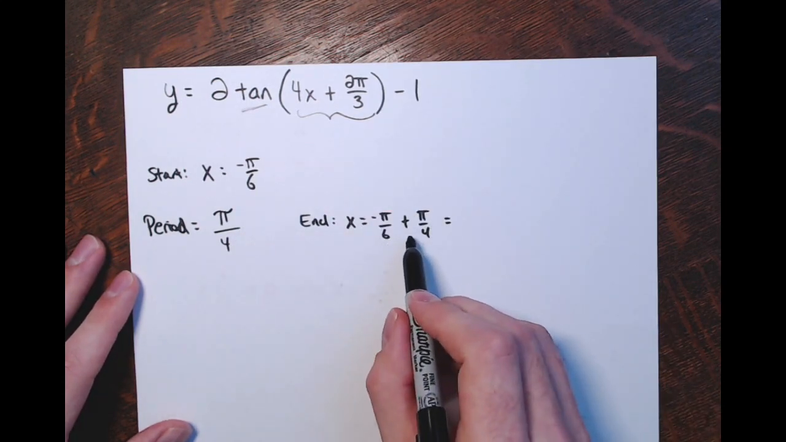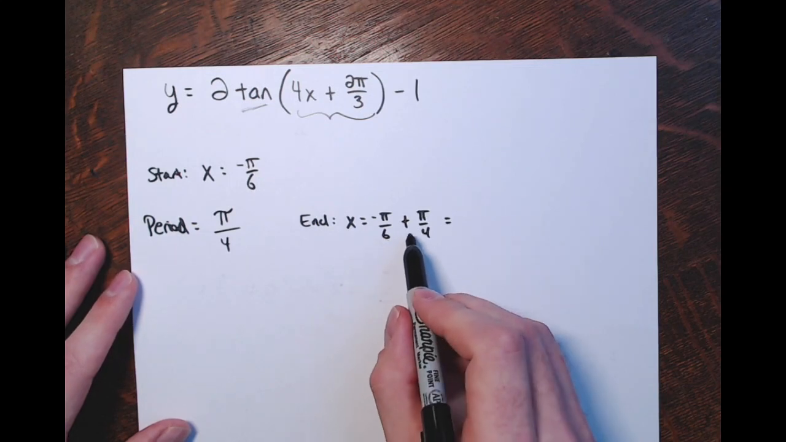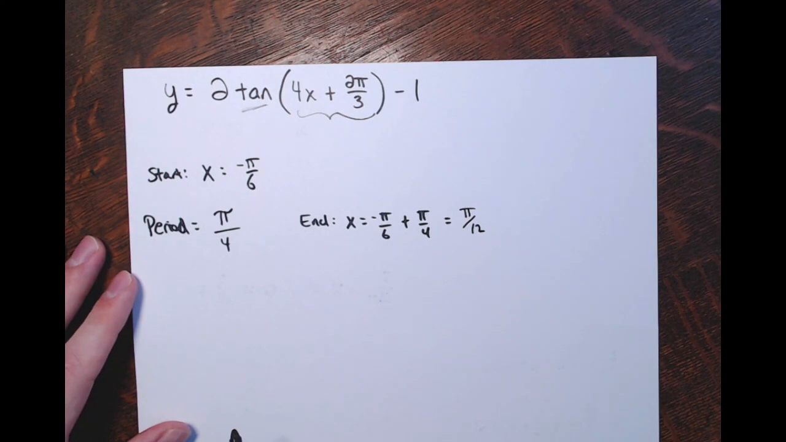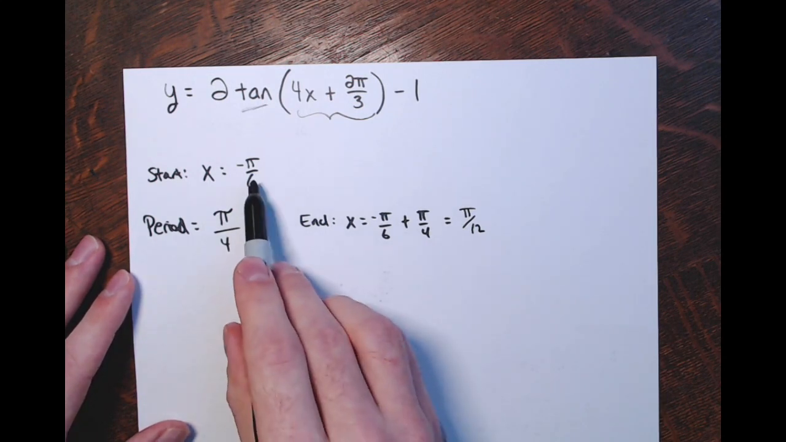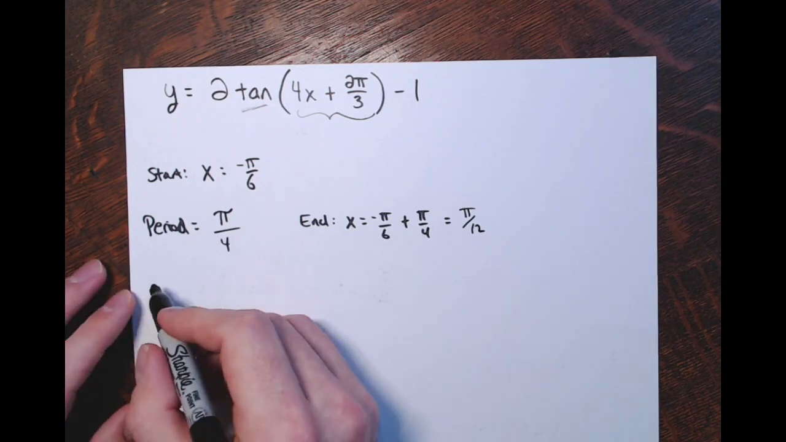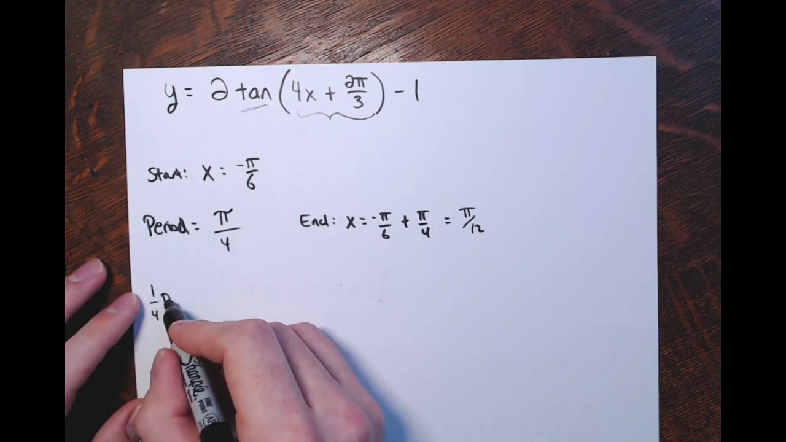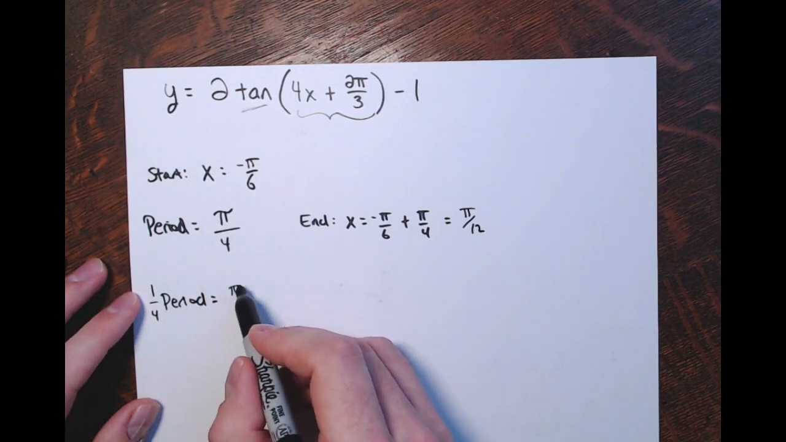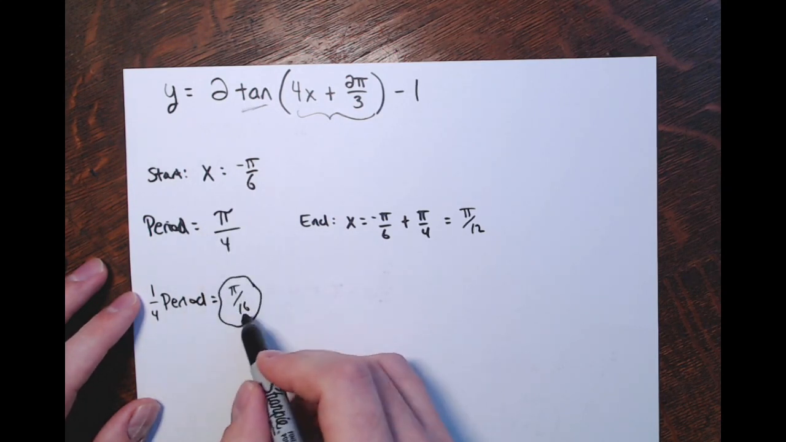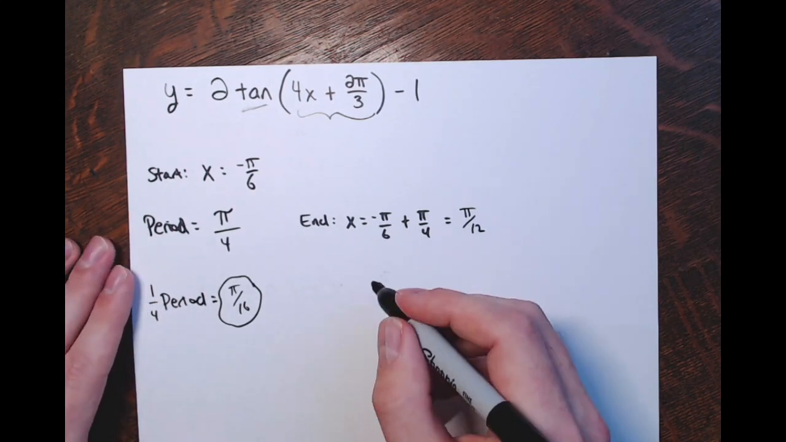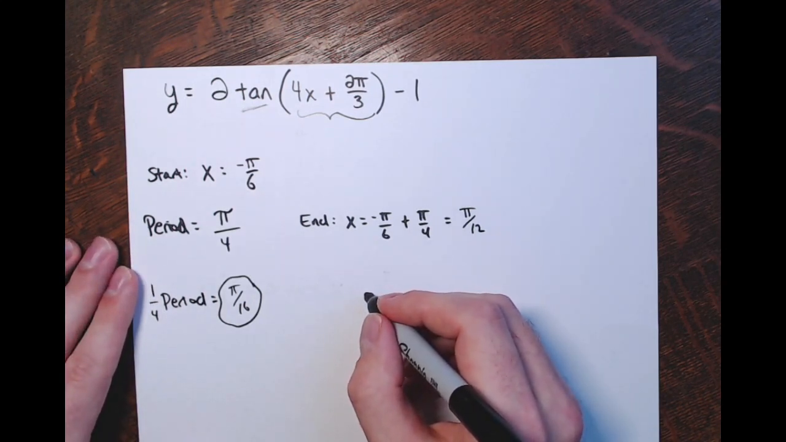And getting a common denominator, this is negative 2 pi over 12 plus 3 pi over 12. That'd be 1 pi over 12. Yeah, so these are 3 pi over 12 or pi over 4 apart. And then what's the distance between each of my notches? The distance between each key value. A quarter of the period would be pi over 16. All right, so this is going to be the number I add to get to the different key values. And then I plug them in.